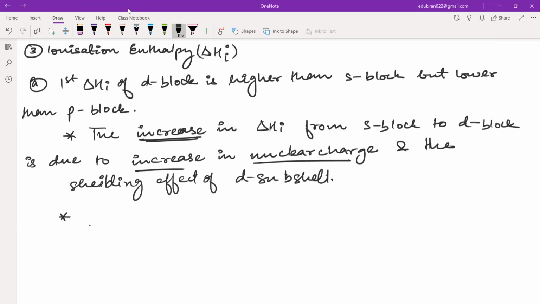Tell me, when I go from D to P, what is happening? We are increasing the atomic number. So then protons will increase. If the proton is going to increase, then the attraction is also increased, yes or no? Now, if the attraction is increased, we will be requiring more and more energy to remove the electrons, right?